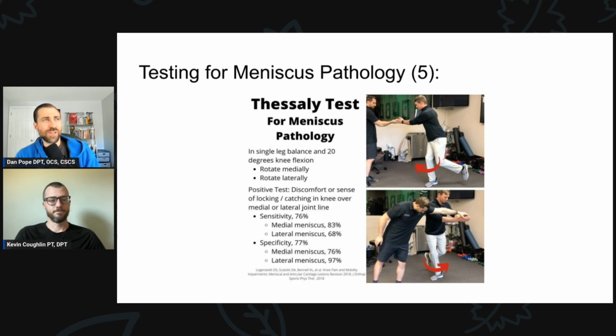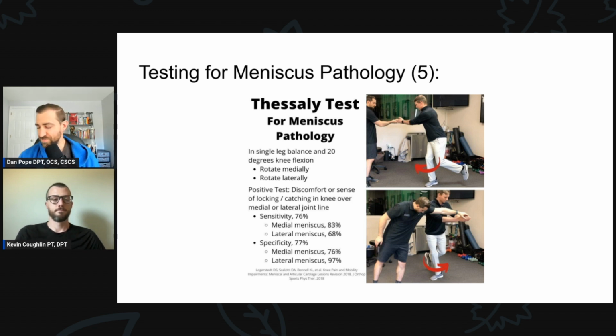One of the things that I've talked to Lenny about here as well, because I remember sharing that little story about how Thessaly's had a great sensitivity and specificity with one study and terrible for a secondary one. It's just that it's a tough movement in general. You're just balancing on one leg and rotating side to side. And there's a chance you just pick up other pathology with it.